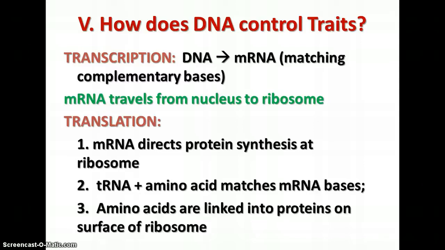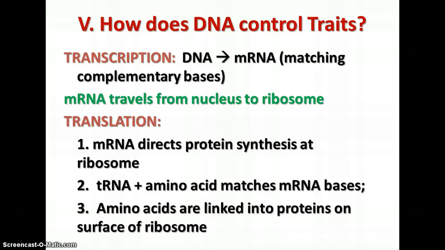In the process of translation, we're going to change from the language of bases, which is in the DNA and RNA, to the language of amino acids, which will make a protein. So the messenger RNA is basically the manager or the director of this synthesis at the ribosome assembly line. Transfer RNA molecules with their anticodons and their amino acids will match up to the complementary messenger RNA bases in the codons. As they match up, the amino acids are linked together into proteins by means of dehydration synthesis, producing a peptide bond, and that happens at the surface of the ribosome.